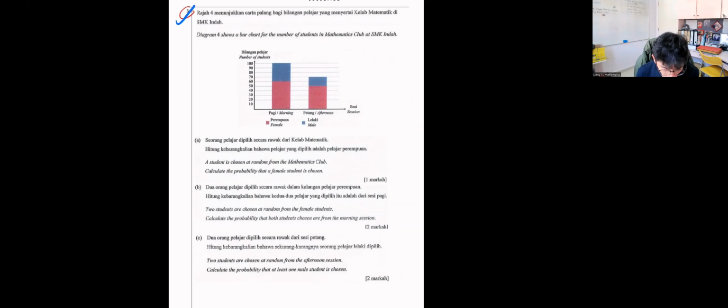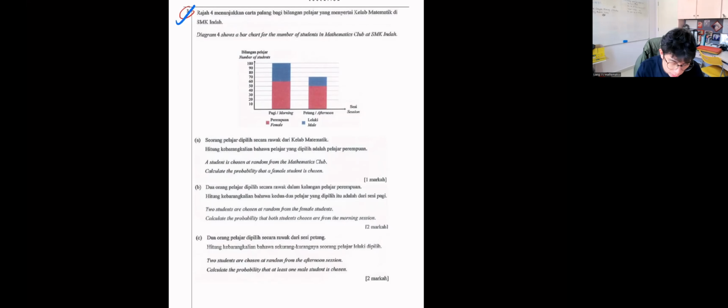Diagram 4 shows a bar chart for the number of students in the mathematics club at SMK Indah. Of course there's a table and a diagram, which is a bar chart. Then they say a student, see the word, not students, one event. A student is chosen at random from the mathematics club. So you're going to focus on the mathematics club. Calculate the probability that a female student is chosen.